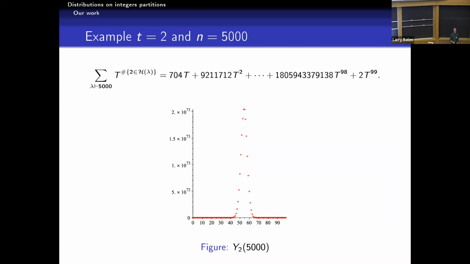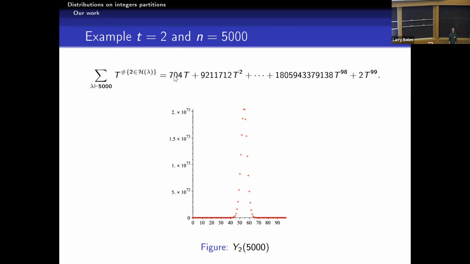So let's look at an example here. We look at these partitions of 5,000. These are all of our partitions of 5,000. We're going to create this polynomial in T, where the exponent is the number of 2's showing up as a hook in each of these partitions.